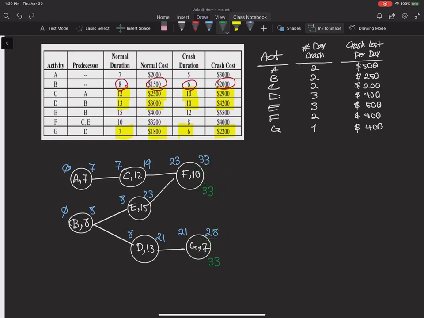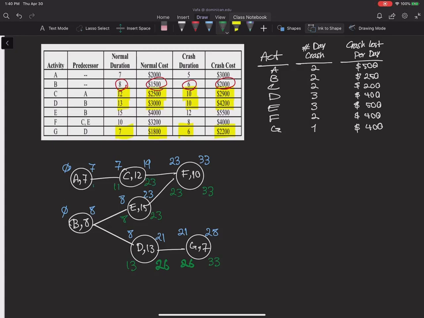Okay, so 33 minus 7 will give me 26 here, and 26 will be transferred here as the late finish for activity D. Late start would be 26 minus 13, which is 13. And over here on F, 33 minus 10 gives me 23. So late finish of E and C would be 23. For E, 23 minus 15 would be 8. And for C, 23 minus 12 would be 11.